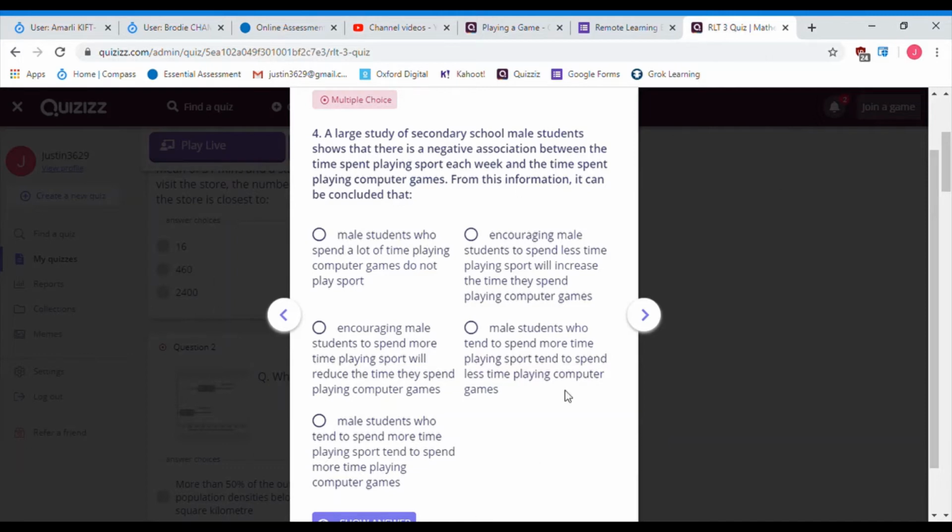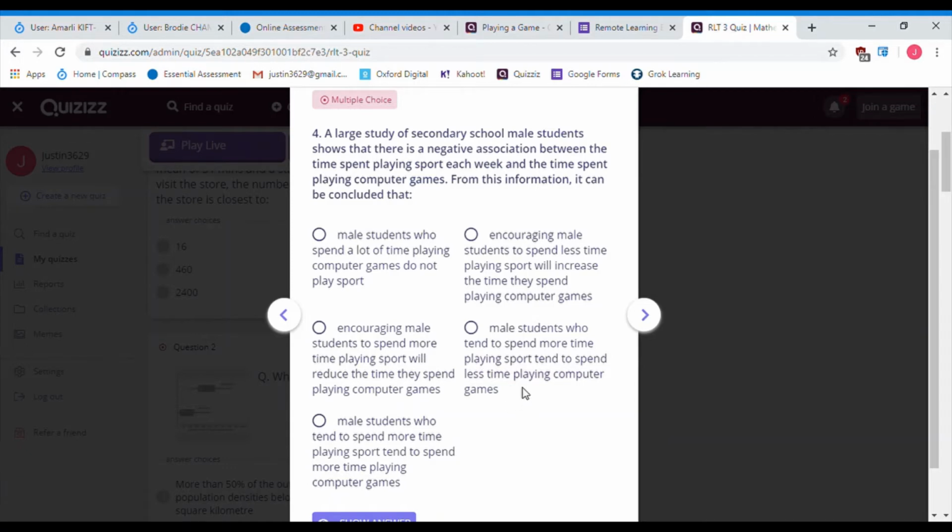If you read through all five of these options, you will see that the one that makes the most sense and that is most viable is this fourth option. Male students who tend to spend more time playing sport tend to spend less time playing computer games. There's two reasons for that one. The first is the direction. We say that it's a negative association, which means that male students who are spending more time playing sport are playing less time computer games. So that's our negative association.